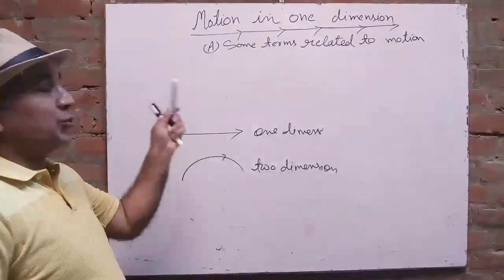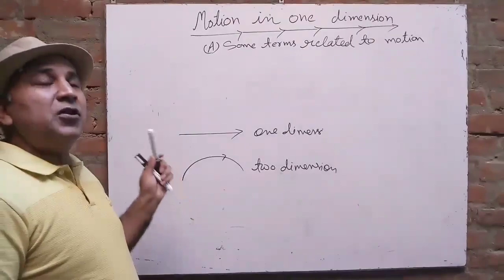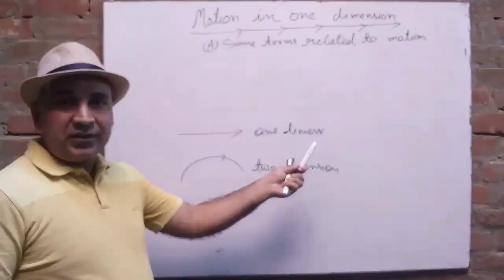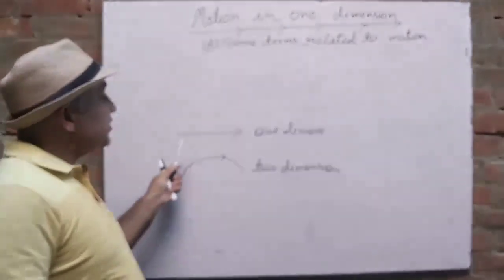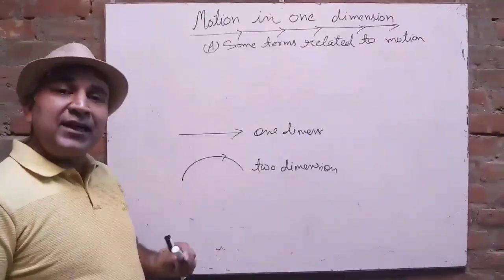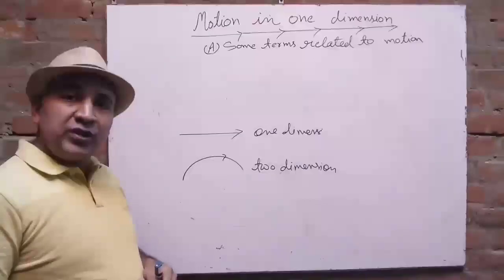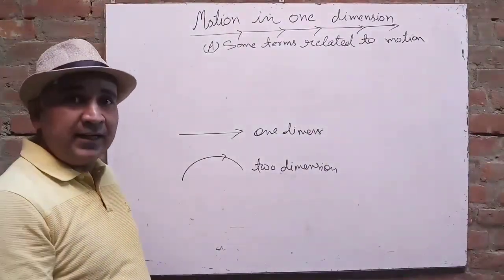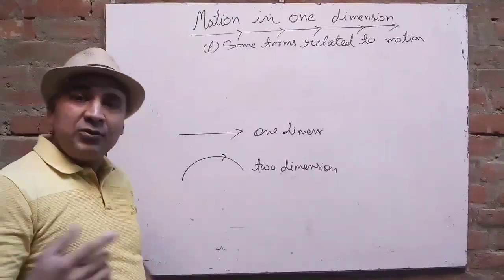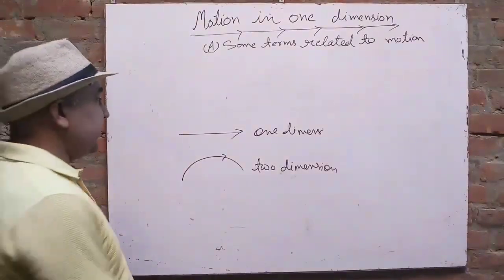What do you mean by motion in one dimension? If the object is moving on a straight path, then that will be called one dimension motion. If the object is moving on a curve path, then that type of motion will be called motion in 2 dimension. And if the object is moving in space, moving in air, then that type of motion will be motion in 3 dimension. Okay?